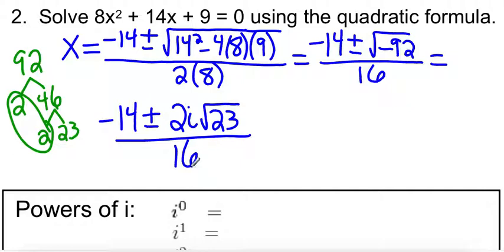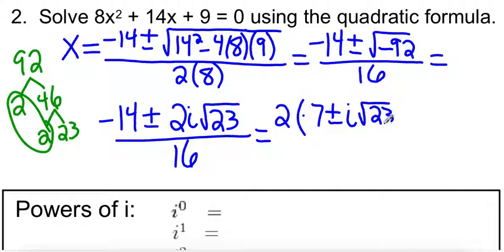Now, remember, you can only reduce if you have factored something out. So look at the numerator. We can factor out a 2, which leaves us with negative 7 plus or minus i root 23. It's a negative.